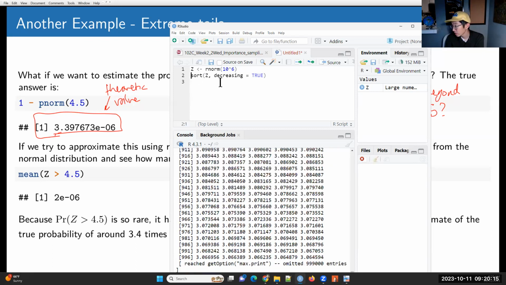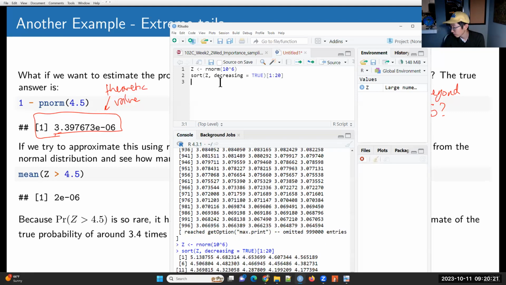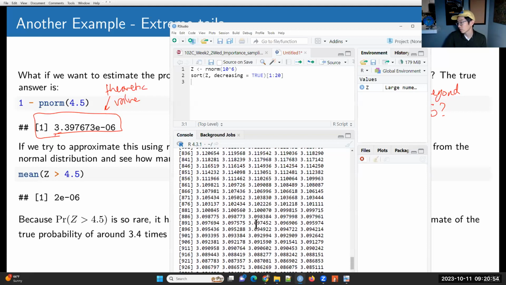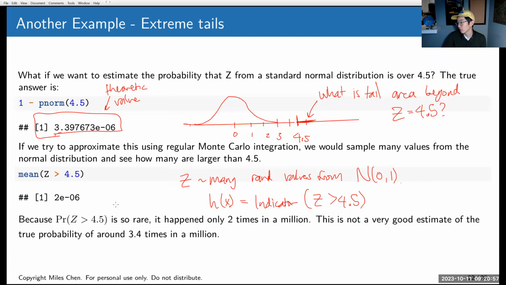If I do this again, and I do, let's just do like the first 20 values here. Okay, so here I have 1, 2, 3, 4, 5, 6 values that were greater than 4.5 out of 1 million. Here's another random sample. Here I have 1, 2, 3 values. And so you can see, because it's like such a rare thing, my estimates kind of end up all over the place. In one case, I would estimate here I got 2 out of a million. Here I got 3 out of a million. Over here I got 5 out of a million or 6 out of a million, something like that. So my estimate here kind of bounces around a lot.